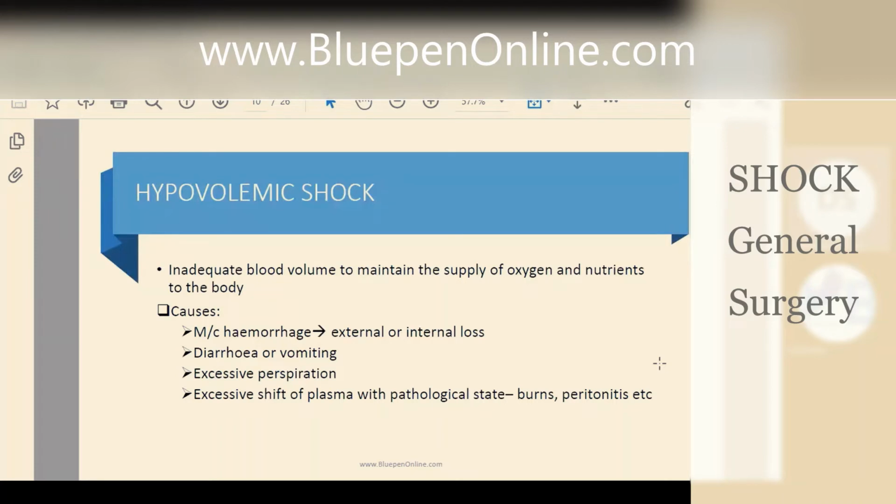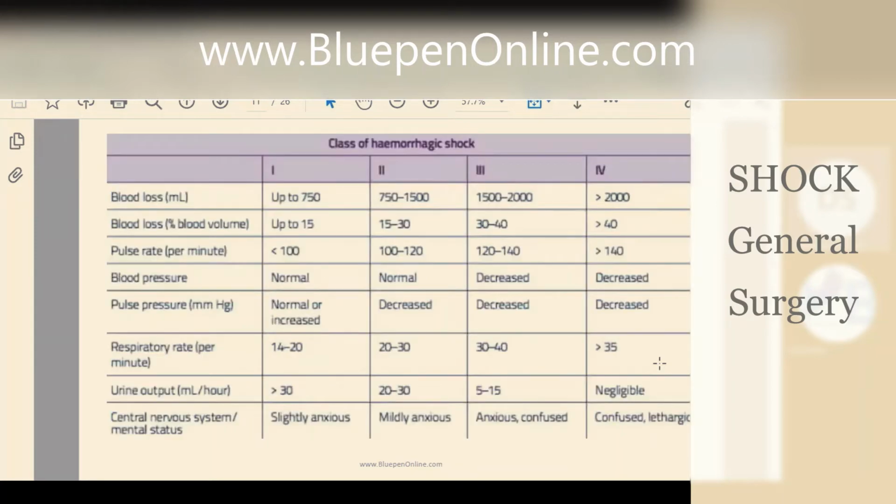So, what are the classes of hemorrhagic shock? The different classes, or staging, of hemorrhagic shock are stage 1, stage 2, stage 3, and stage 4. You can study this table because they can ask you questions from it, and if you draw this table, it can give you good marks.